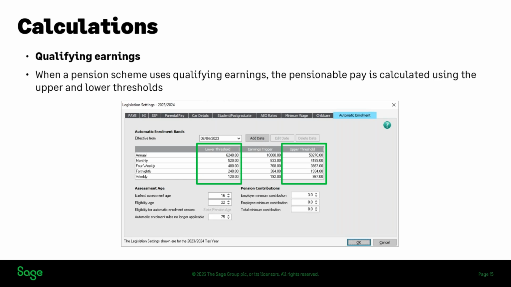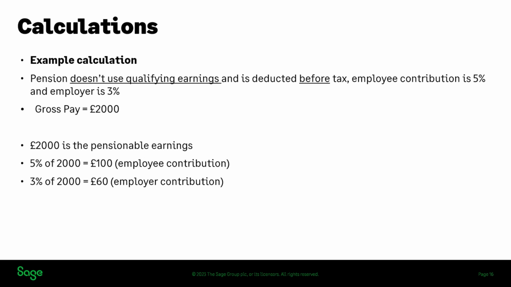Qualifying earnings wise, if you go to company in the bottom left and then legislations, you will be able to click on the automatic enrollment tab and then see the upper and lower thresholds. And this is how qualifying earnings is calculated. So remember, that can be found in the program in your legislation settings. When a pension scheme uses qualifying earnings, pensionable pay is calculated using the upper and lower thresholds. So anything in between those two amounts for monthly, weekly, or fortnightly pay is classed as pensionable pay. In essence, you'll see when we get into the calculations that qualifying earnings has a minimum and maximum amount of pension contribution.